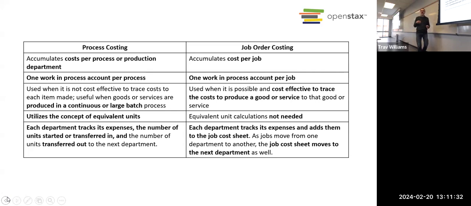And similarly, in the accounting records, there would be a work in process account with all of those costs for that job in that one work in process account. But in process costing, it's different. We keep track of the costs by department.